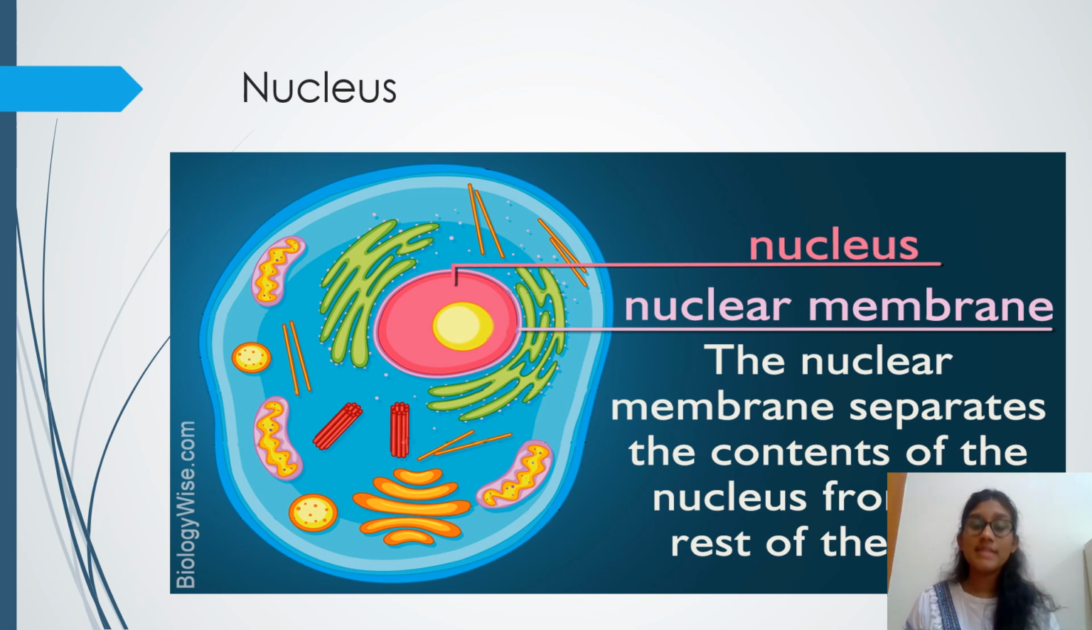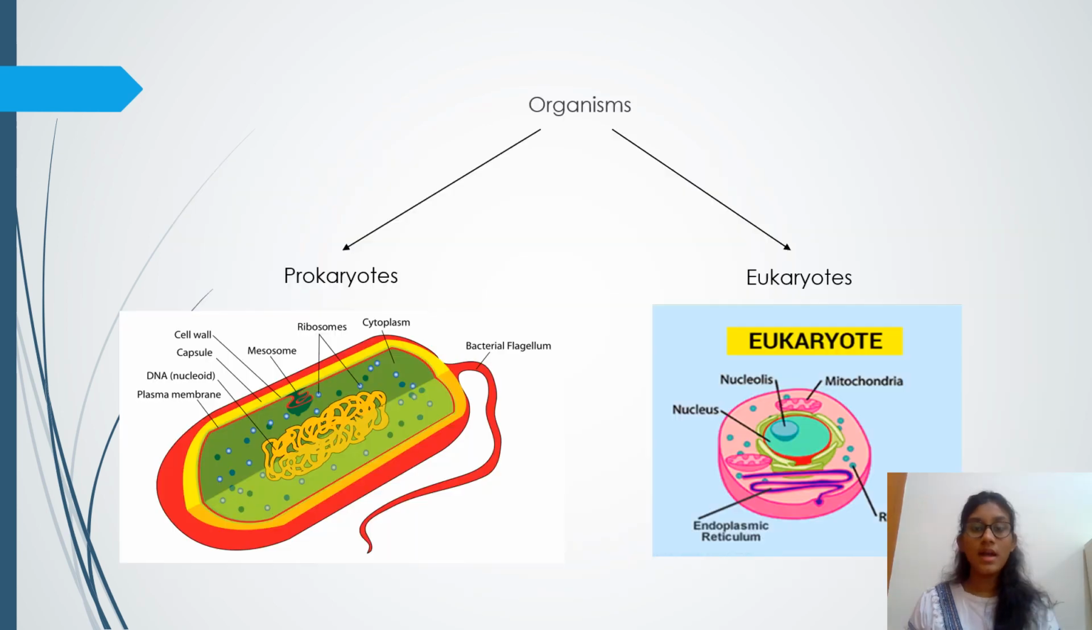The nucleus has a double-layered covering called the nuclear membrane. This covering has pores that allow the movement of materials in and out of the nucleus. The nuclear membrane also separates the contents of the nucleus from the rest of the cell. As you can see here, the light colored covering around the dark pink colored organelle is called the nuclear membrane. Now, based on the presence of a well-defined nuclear membrane, the cells are divided into two classifications.